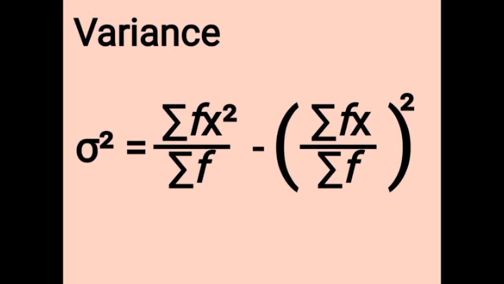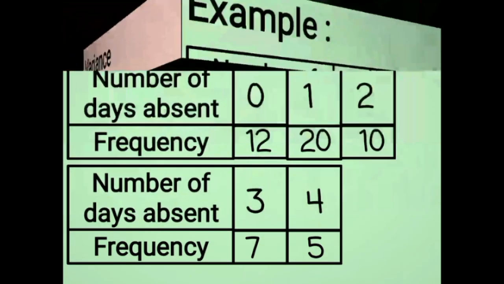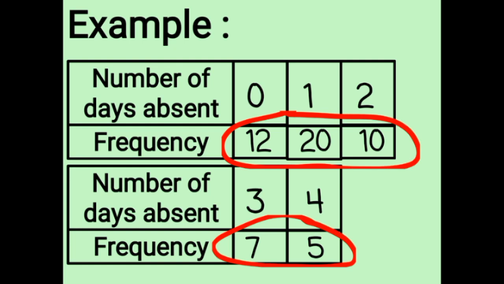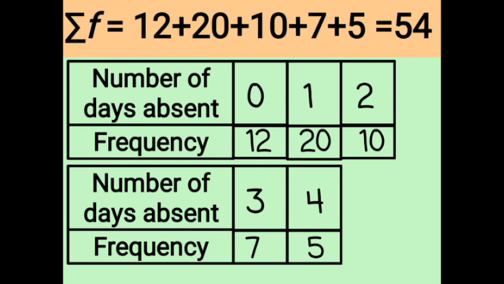Now let's take this example. In a science group, a record was kept of the number of days of absence each student had in a particular term. So the data here are presented in an ungrouped frequency table. Now first let's add all the frequencies together. So the total is 54.